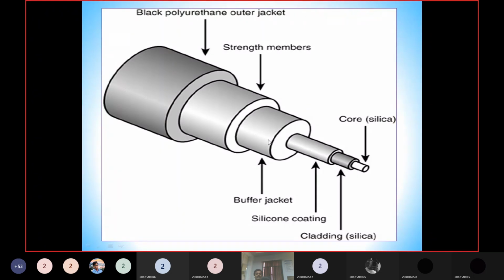Now the buffer jacket protects the optical fiber from moisture and abrasion. Abrasion is nothing but rubbing losses, any material loss due to rubbing. Next, strength members provide tensile strength to the optical fiber. And the final one is the polyurethane outer jacket. This polyurethane outer jacket provides tensile strength as well as bending strength, so in many ways it is useful. This is about the different parts of the optical fiber.